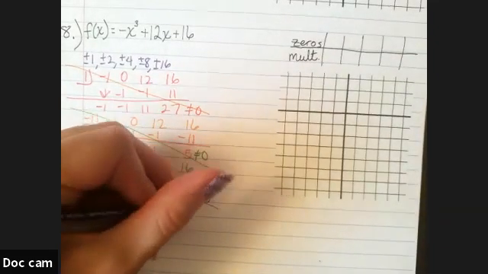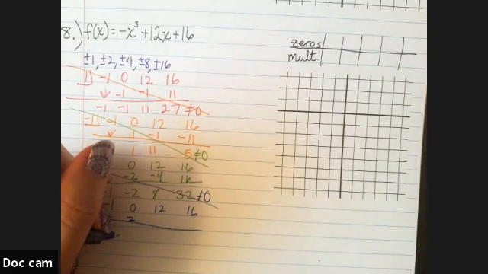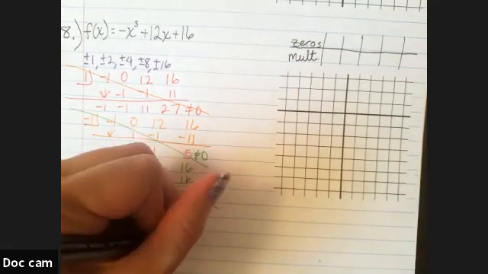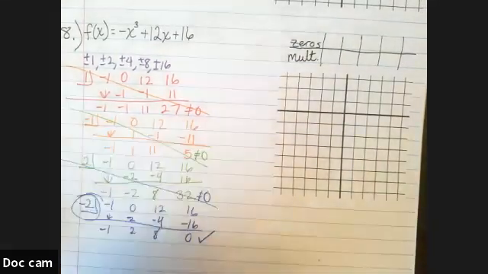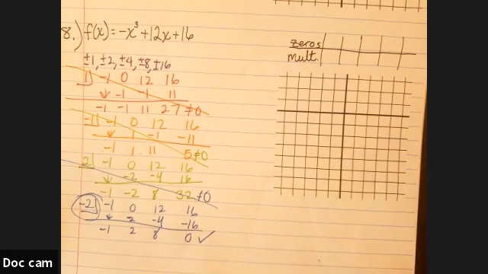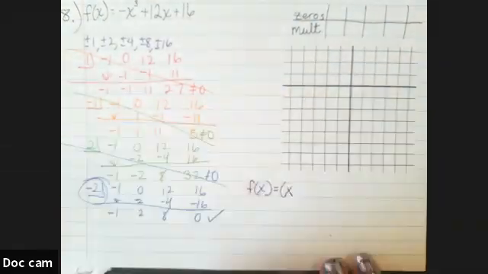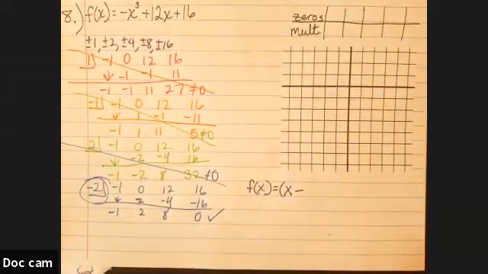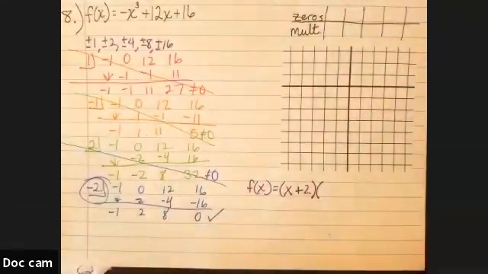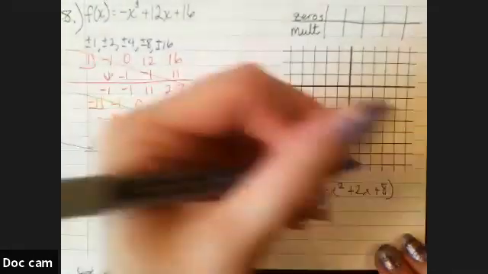-2 in the box, -1, 0, 12, 16, -1, positive 2, 2, -4, 8, -16, and 0. Oh, all right, so finally we got one that worked. Okay, so we have f of x equals x minus negative 2, which is the same thing as x plus 2. And then we have negative x squared plus 2x plus 8.